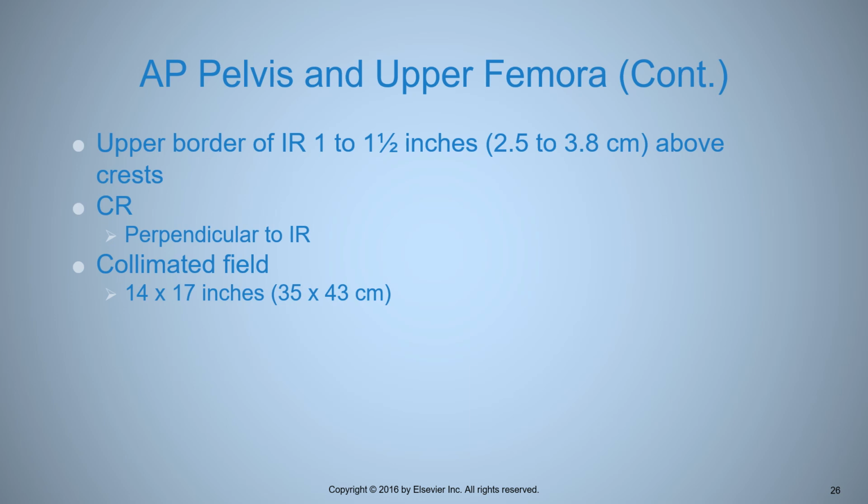All right, so again, where's the cassette? 1 to 1.5 inches superior to the iliac crest. That ensures that you get the top of the pelvis on there. Central ray directed, so they recommend detent. Center your X-ray tube to your image receptor and then align your image receptor to your body part, but don't shift the position of the bucky tray. Use the floating tabletop.